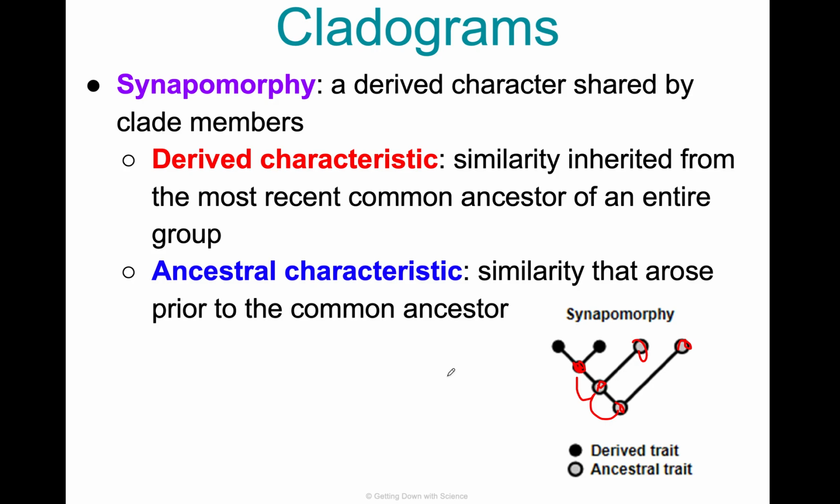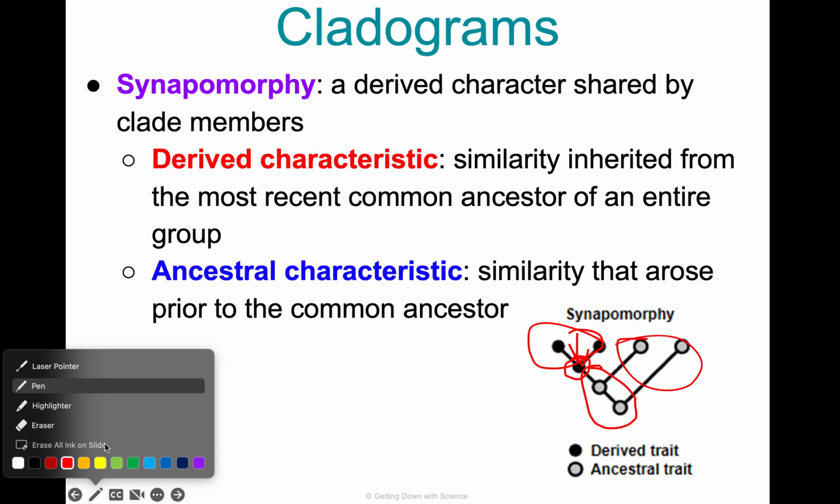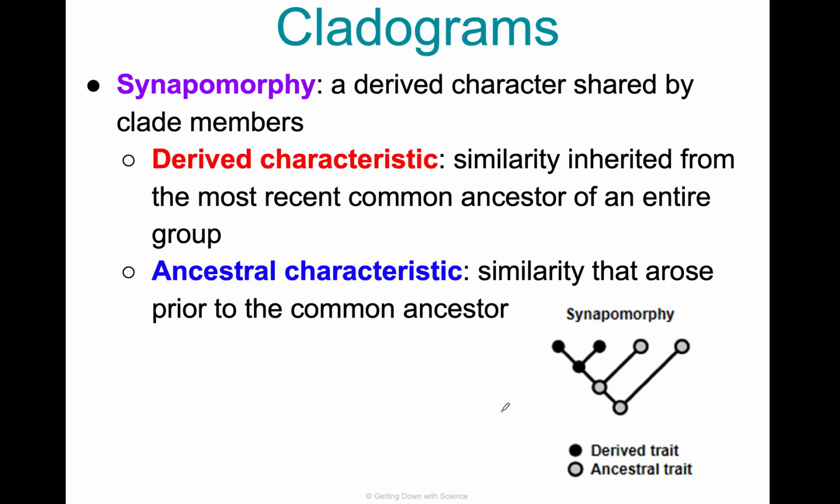Ancestral characteristics are similarities that arose prior to the common ancestor. So for example, if we're looking at this species up here with our derived trait, anything that had developed prior to this common ancestor of these other two species up here is considered to be an ancestral trait. Great. Now, pause here to take notes.